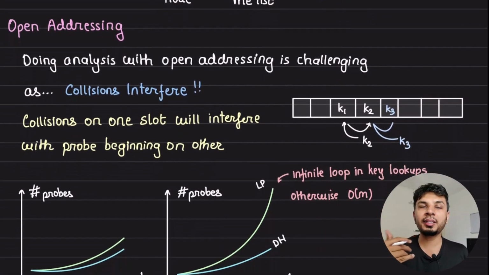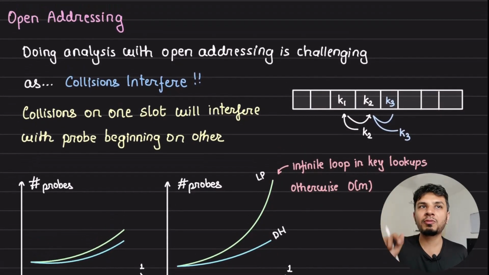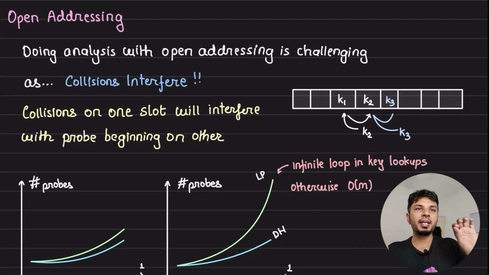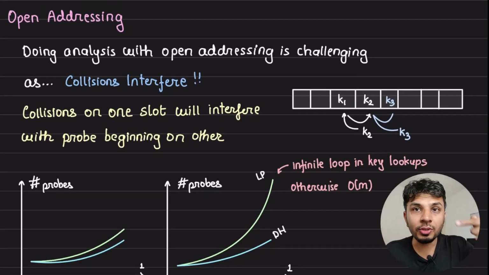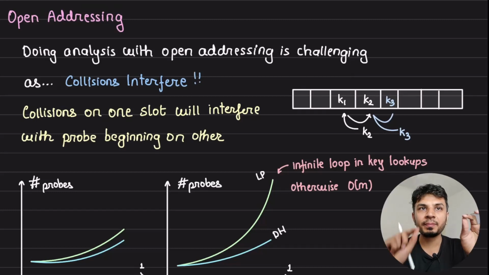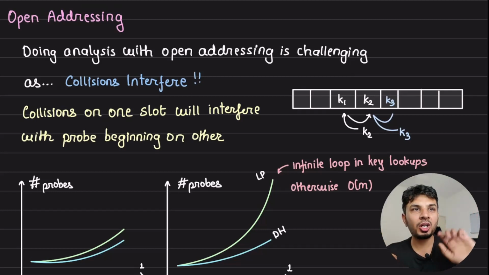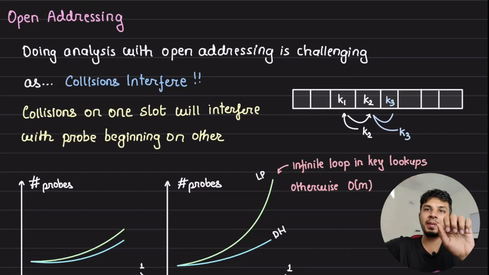But with open addressing, things become a little complicated. Because with open addressing, when we are trying to do any theoretical analysis, your collisions interfere with each other. Your collisions on one slot will interfere with the probe that begins on another.